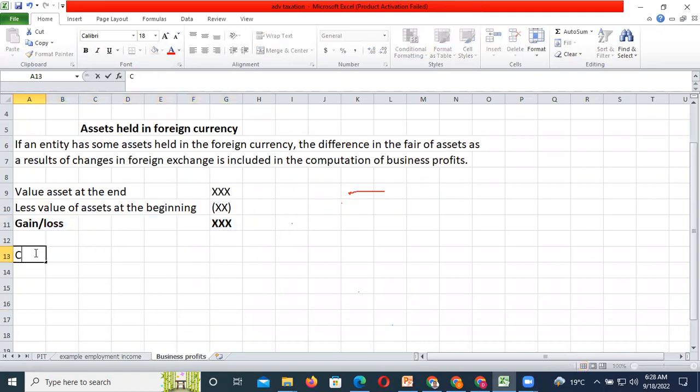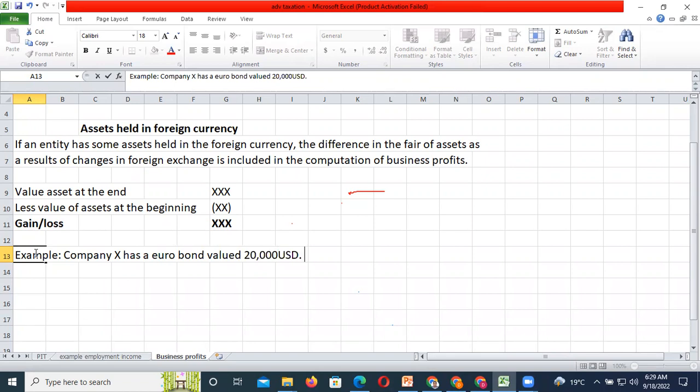Maybe I can look at a simple example. Company X has a euro bond valued at 20,000 USD. Excuse me. Yes.